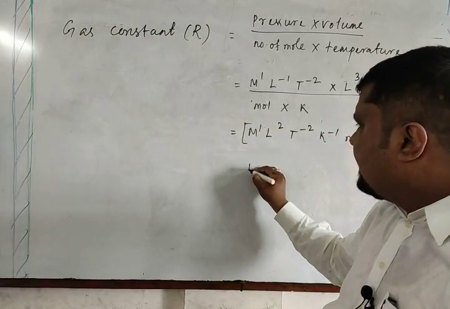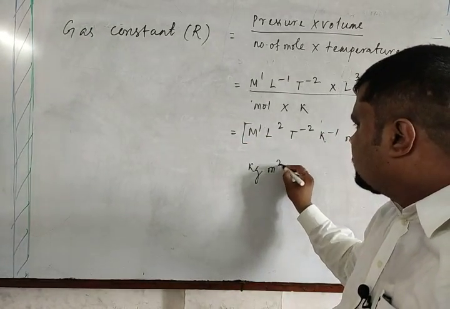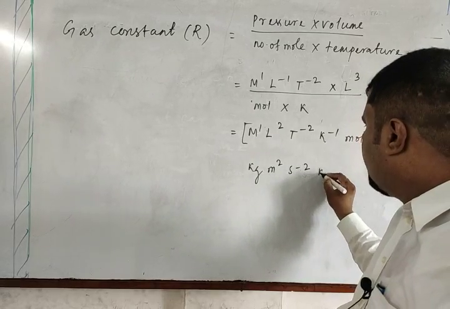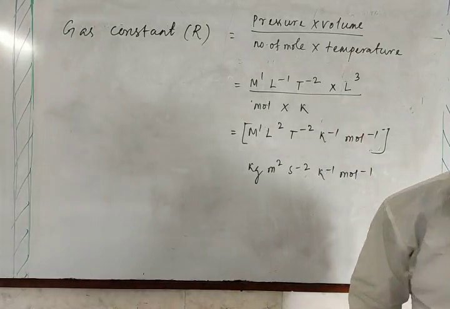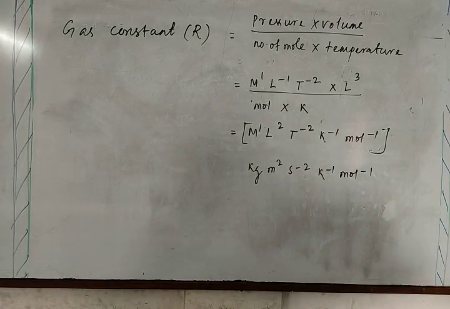If you write the unit, it is kg meter square second minus 2 Kelvin minus 1 and mole inverse. The unit is the same. So this is the SI unit of gas constant.